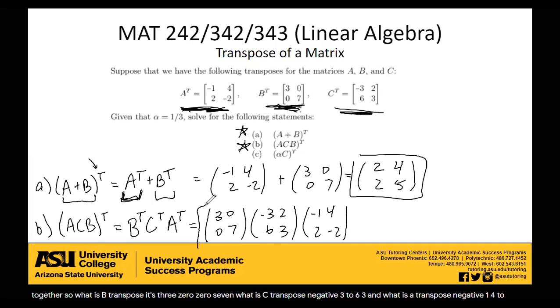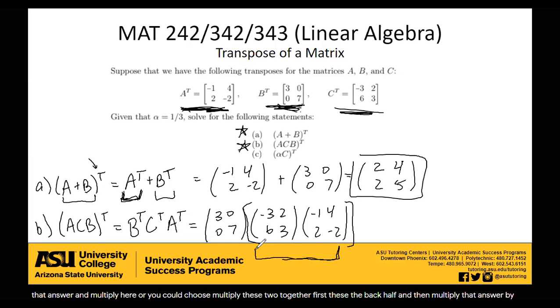Now, how we do this multiplication, it's entirely up to you. You can choose to do these two multiplied together first, and then take that answer and multiply here. Or you could choose to multiply these two together first, the back half, and then multiply that answer by this. So the order you do it in is up to you. You have two options. I'll do this multiplication first, because I already have that bracketed in.